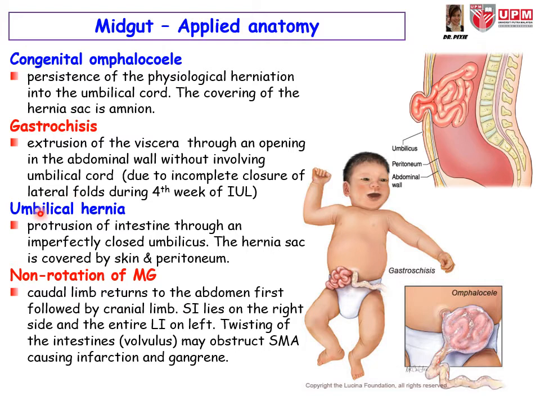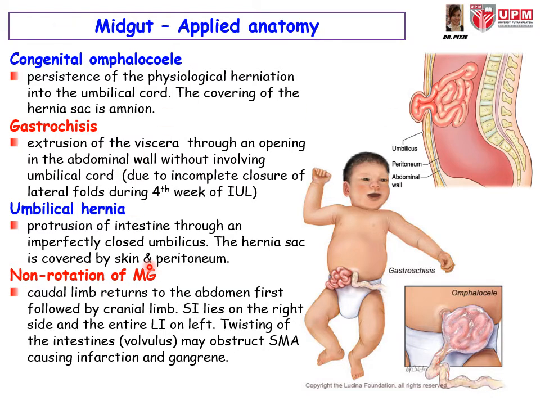Another applied anatomy is umbilical hernia. This is a protrusion of the intestine through an imperfectly closed umbilicus, and the hernia sac is covered by the skin and also the layer of the peritoneum.